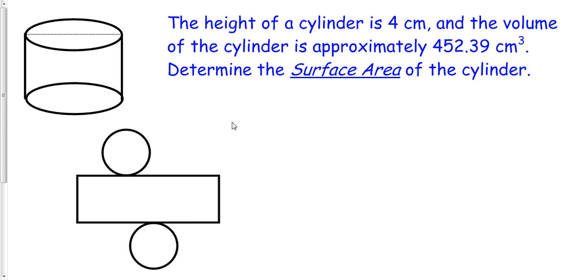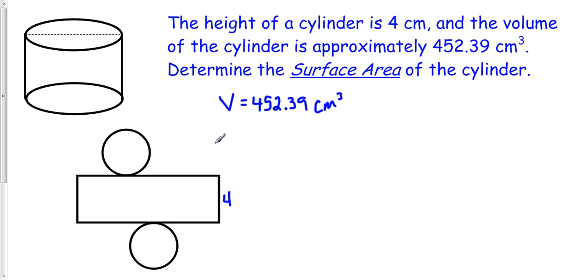The next thing I want to do, once I have this drawn out, is label what is given to me. It tells me the height of this cylinder is 4 centimeters. Let's write that down, 4 centimeters. And that's all we know. We don't know the radius, we don't know the diameter, just the height. But we do know the volume. So we know that the volume is 452.39 cubic centimeters.